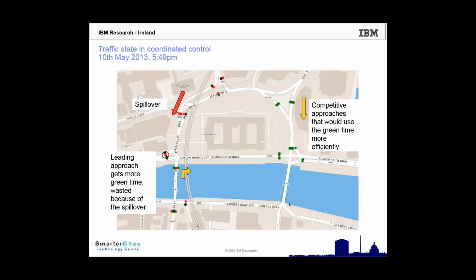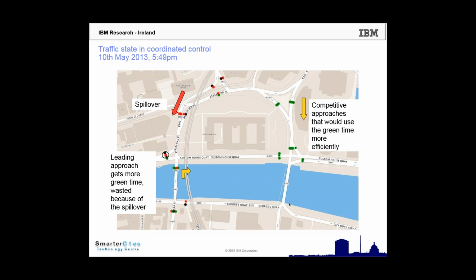In this picture, we have shown the traffic state in a specific case where the coordinated control is not actually doing the best that it can. So let's start from the beginning. First of all, there is a spillover that is detected, marked with the red arrow. This spillover is backpropagating from north to the south of this area, and it is affecting this little sensor or approach circled by the black circle.